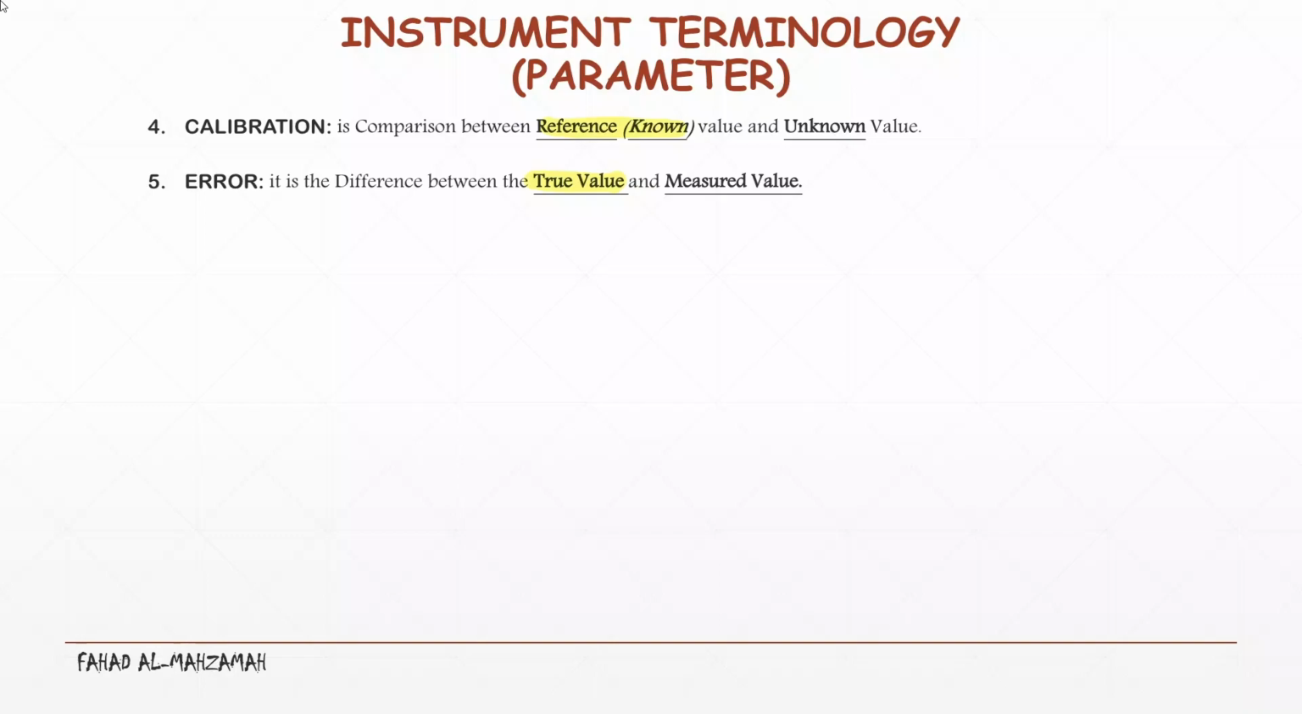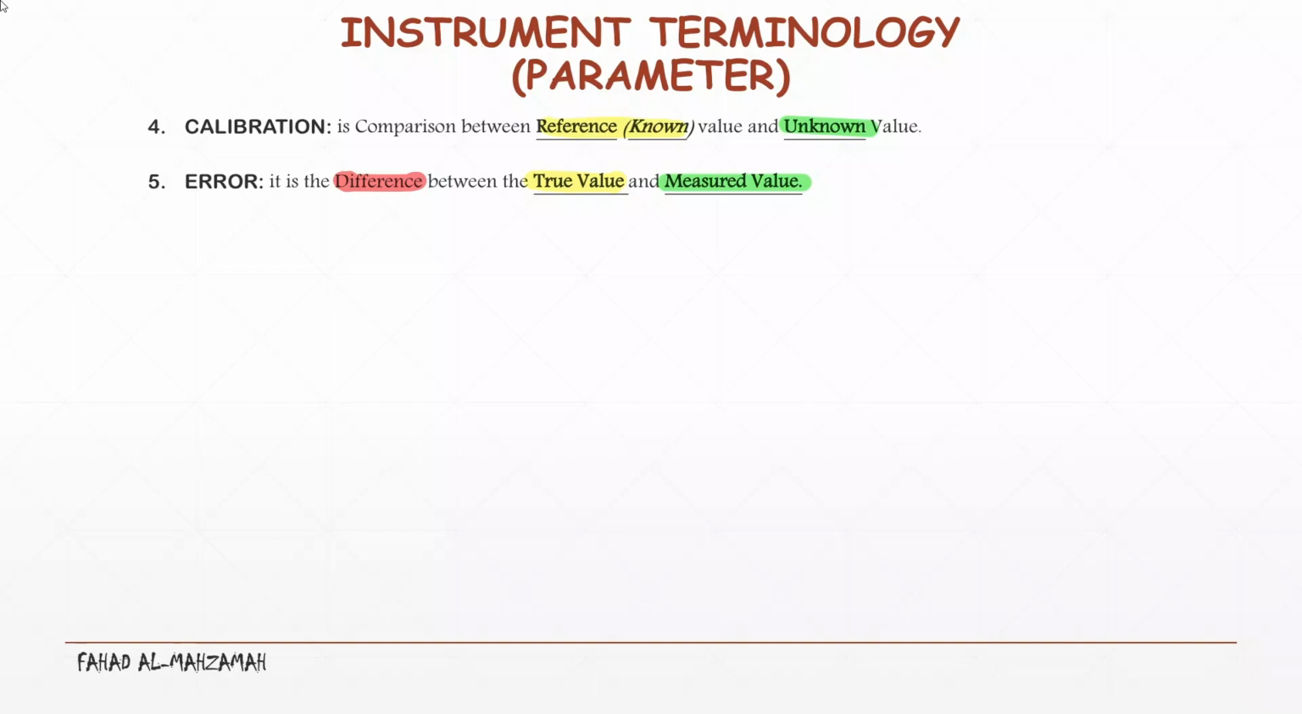Now, what about the unknown values? These are the values that come from your measurements. It's not necessarily that it's going to be wrong, but it's unknown to you. You don't know whether it's measuring accurately or not, so you compare with some reference value. The values that come from your measurement device are called the measured value. So the difference between these two values is called the error.